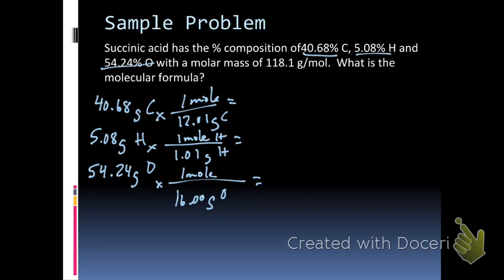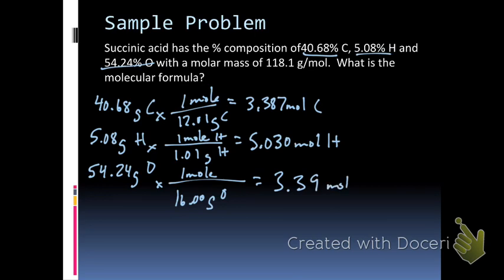So 40.68 divided by 12.01 equals 3.387 moles of carbon. 5.08 divided by 1.01 equals 5.030 moles of hydrogen, and 54.24 divided by 16 equals 3.39 moles of carbon, or sorry, oxygen. Remember, we divide by the smallest number, so 3.387, 3.387, and 3.387.